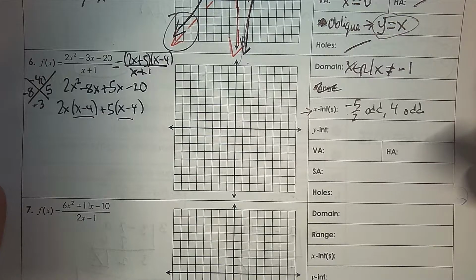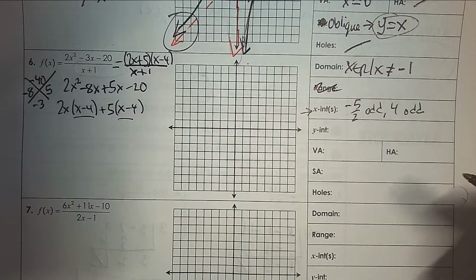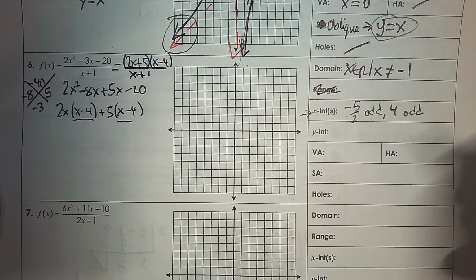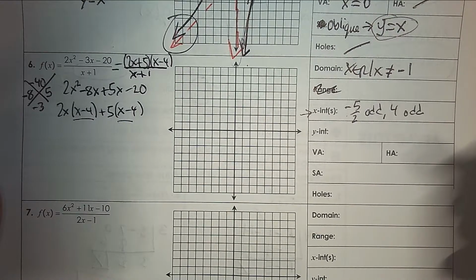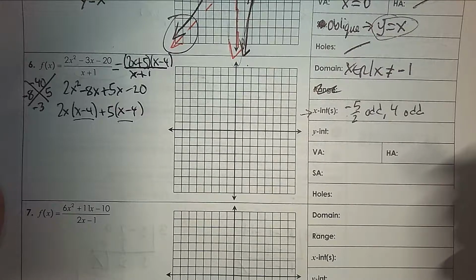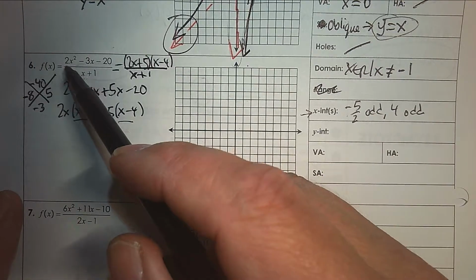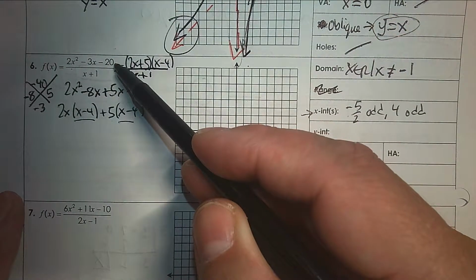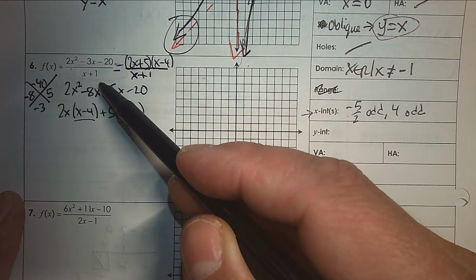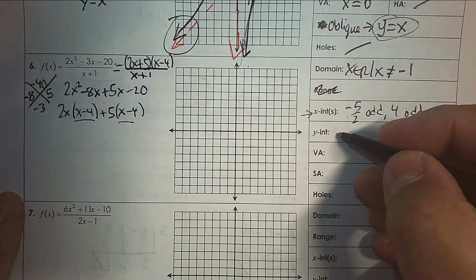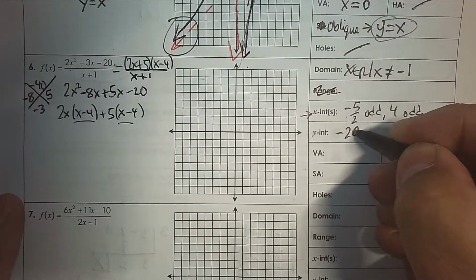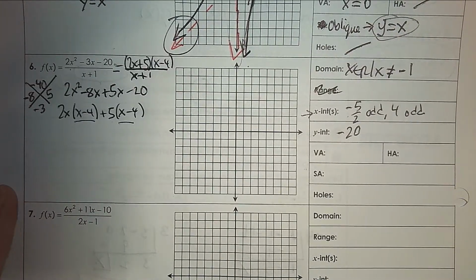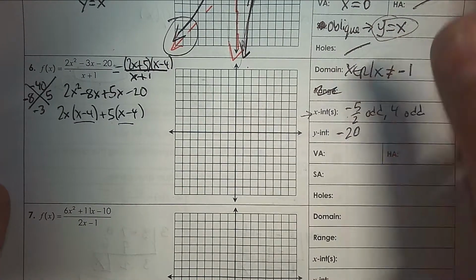Okay, how do you find the Y-intercept? And what answer do you get? So, wherever there's an X, you plug in 0. What's left on top? Negative 20. Yes? And what's left on the bottom? So, negative 20 divided by 1 is? Excellent.